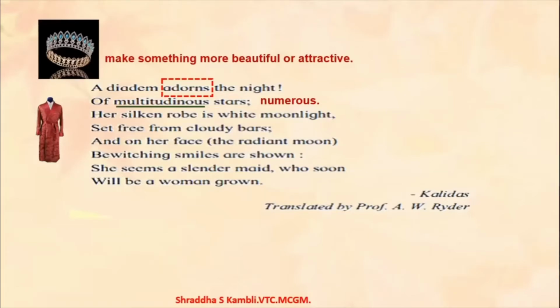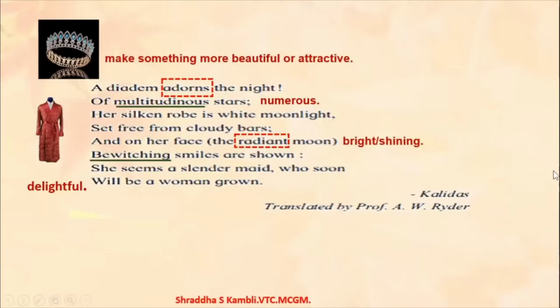And what is there on her face? Her face is like the radiant moon. Radiant means brightly shining. And also bewitching smiles are shown. So she is like the moon, which is smiling, shining brightly at others. Bewitching means very attractive, which gives you a lot of joy and happiness, which attracts you and pulls you towards something.